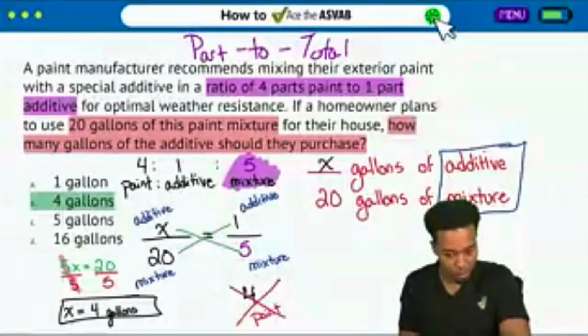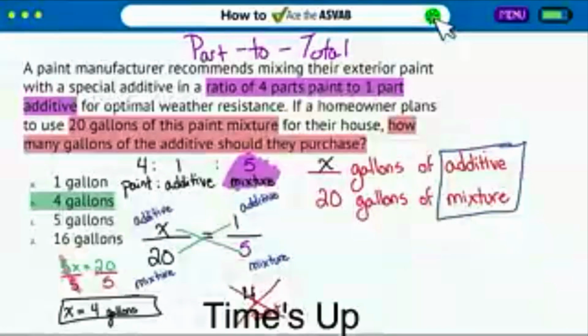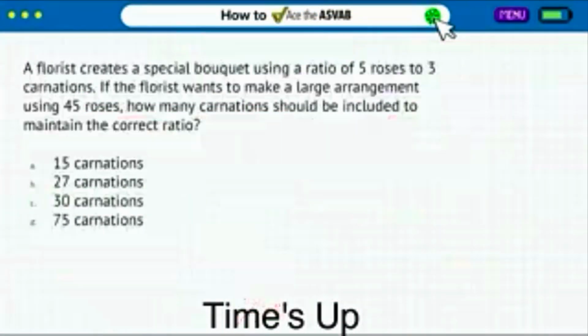So let's go ahead and pull this timer up. Nice and easy. There's my face out of the way. And let's get it done, my party people. 3, 2, 1, let's go.